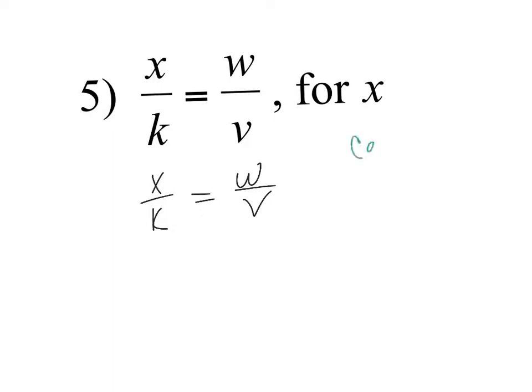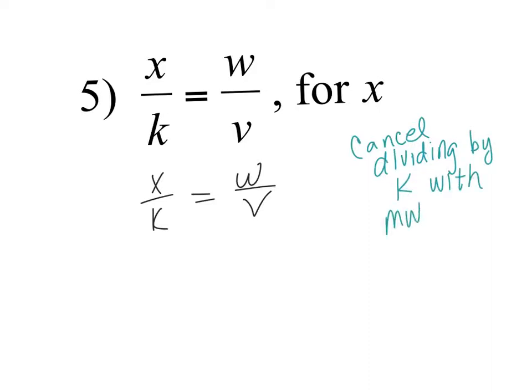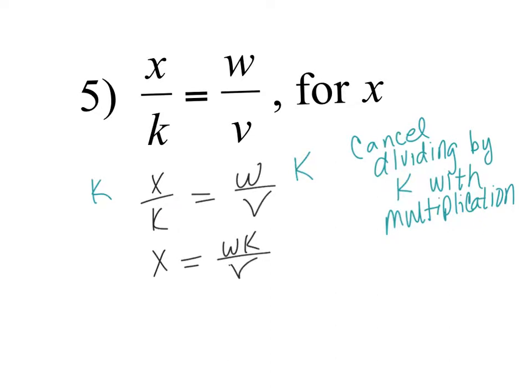So we are going to cancel dividing by k with multiplication. I'm not going to say I multiplied both sides by k. I can tell that. I want to know why. It was to cancel out that division. So those k's are going to cancel. Your x is now isolated. Since that k is there in the top, you're just going to make it together as like one little multiplication problem. So it's just x equals wk over v.